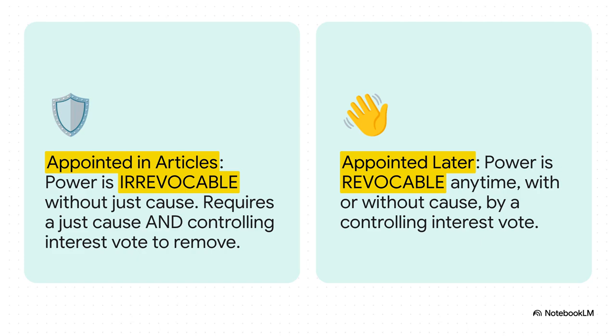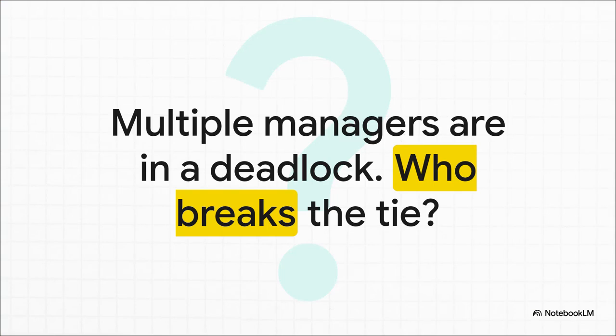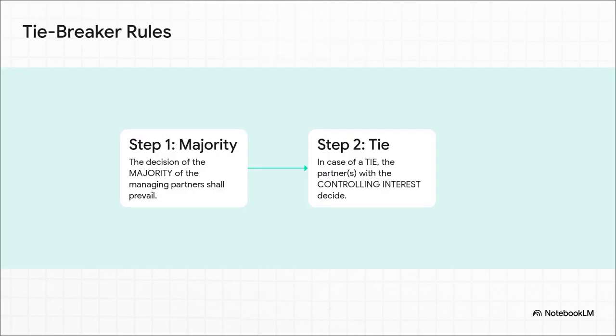Way easier. Okay, so what if things get even more complicated? What if you have multiple managers and they get into a power struggle? They're totally deadlocked. What happens then? Well, business can't just grind to a halt, right? So the law is ready for this. It gives us a super clear 2-step process to break that tie. It's a simple 2-step process.